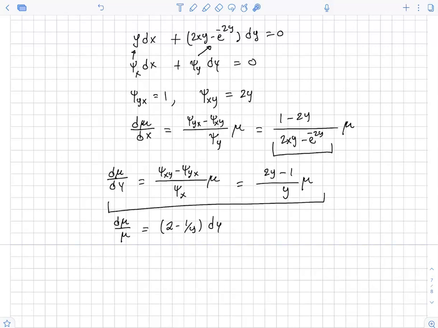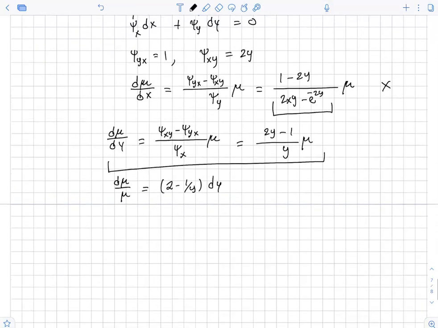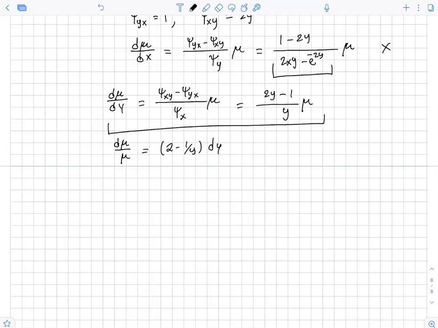However, in the previous case, where d mu dx equals this quantity, 1 minus 2y, it is not separable because of the 2xy term, so we rule out this one. And what we have here is very easy to solve. You just integrate, so you get ln of mu on the left hand side, and on the right hand side, 2.